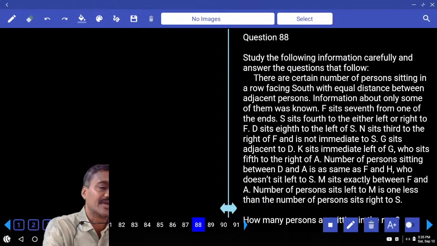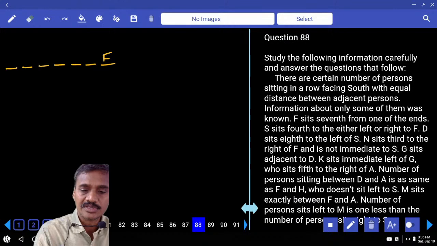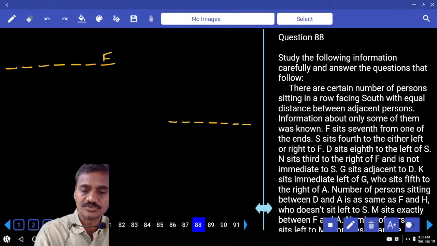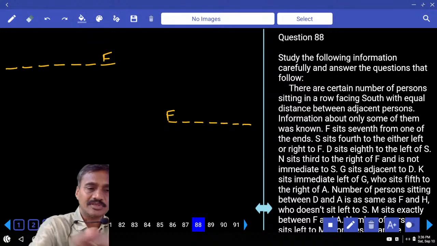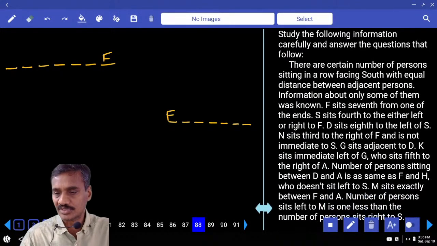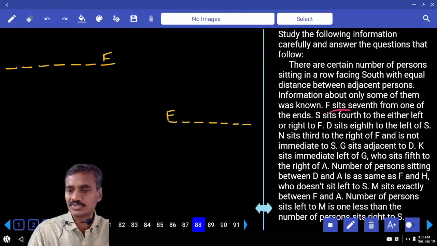Then F is 7th from one of the ends. 1, 2, 3, 4, 5, 6. Now in this case, F is 7th from one of the ends, either from the left extreme or from the right extreme, there are exactly 7. And next one, S sits 4th to the left or right. And S is 4th, either to the left or right of F.